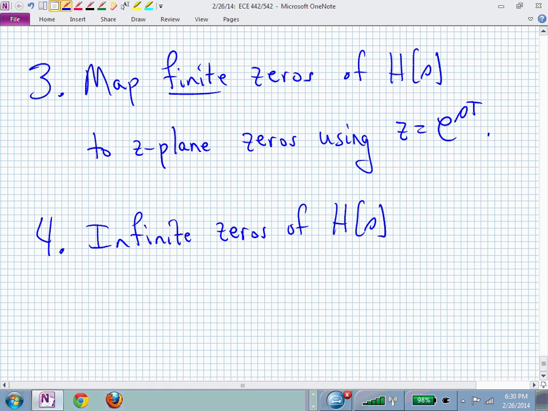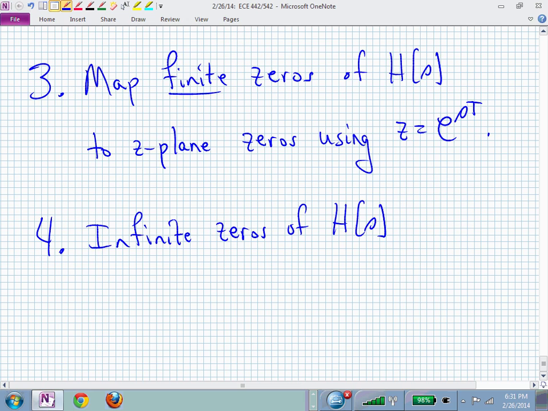Now we might have infinite zeros of our transfer function, H(s). And when do we have infinite zeros? When our denominator is of higher order than the numerator. When we have a pole zero excess. I may say, what's your pole zero excess? If you had an s squared downstairs and a constant upstairs, you would have a pole zero excess of 2.